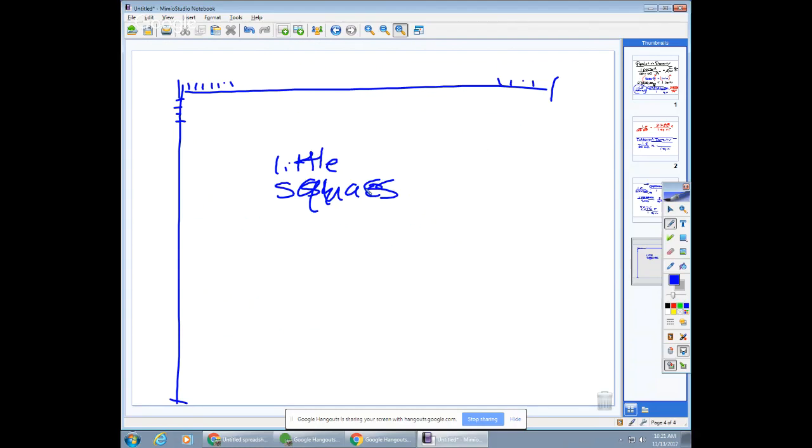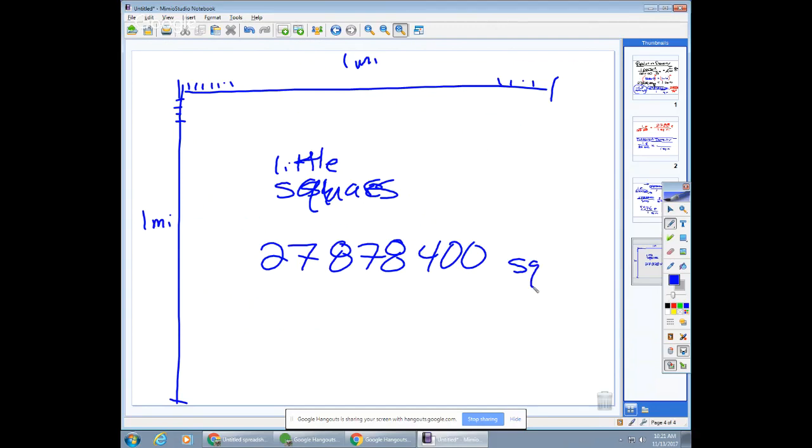So how many little squares are there in a 1 mile by 1 mile section? How many floor tiles do we need to make 1 square mile? 27,878,400 of those little tiny square feet make up 1 square mile. Right, it's a huge number. It's hard to wrap our minds around, but that's the way it is.